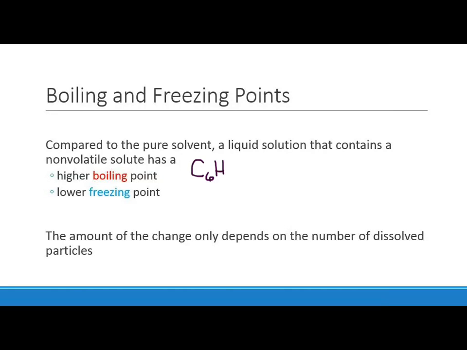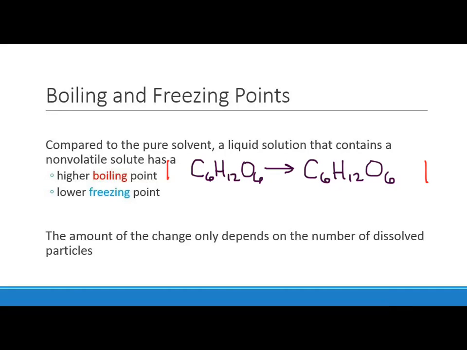If I'm using, let's say, glucose to melt the ice, when I put this solid glucose into water, it dissolves, but it doesn't split apart. It doesn't dissociate. So if I put in one of these, I get out one of these over here. So I don't get a whole lot of stuff out of this.